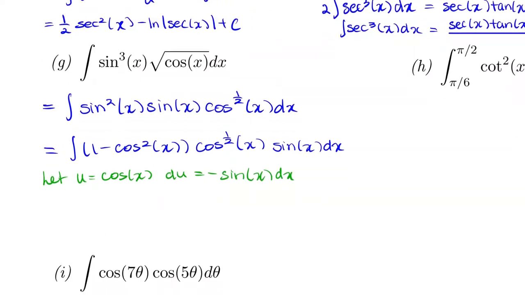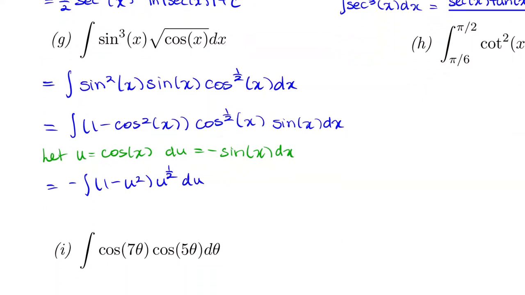So if we put that in, we get negative integral of 1 minus u squared times u to the power 1/2 du. So what that becomes is the integral of u to the power 5/2. I'm also including the negative sign, so just be aware of that. And then I have u to the power 1/2 as a subtraction here, and then du.